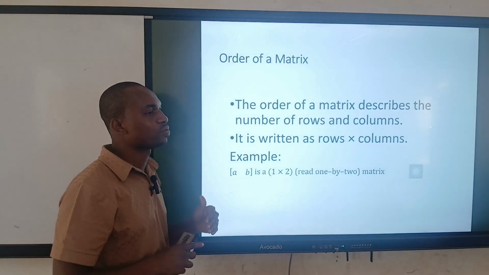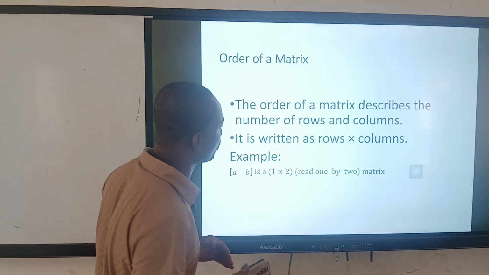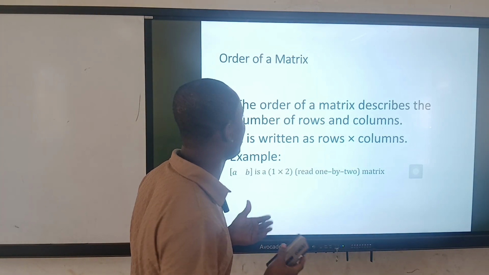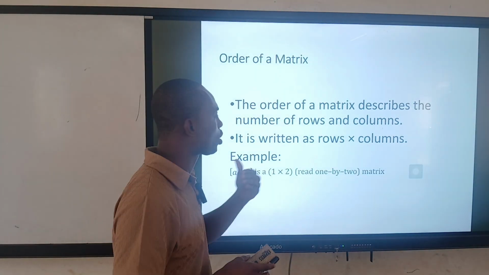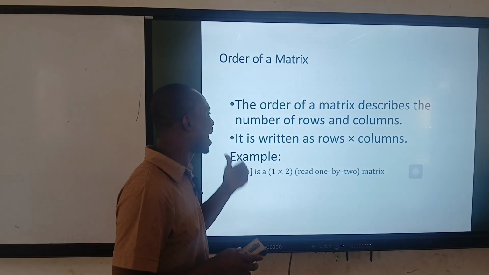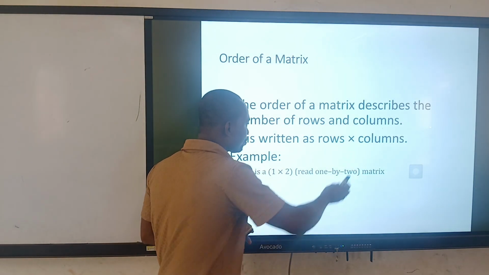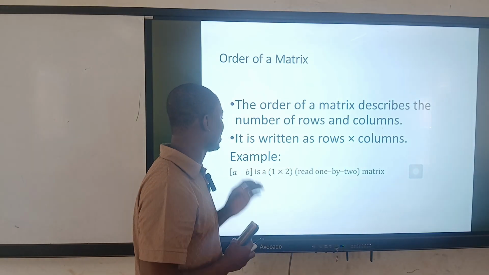Now the next thing we are going to talk about is the order of matrix. When you say order of a matrix, we are talking about how to describe a matrix: the number of rows and then the columns. So it is written as rows by columns. The sign here, you don't say times, you say by. Okay, so let's take the first example.